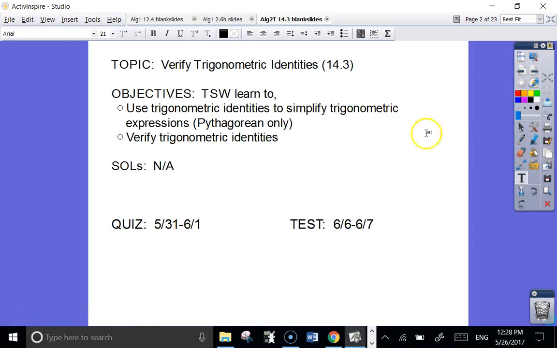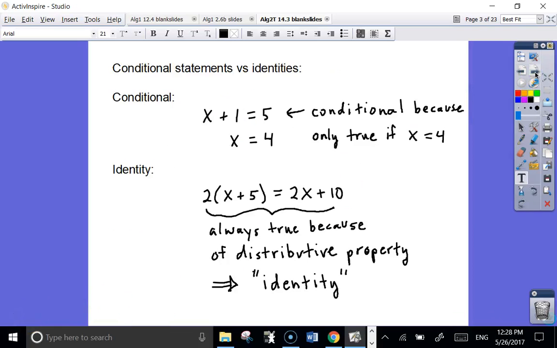So, trigonometric identities. What we mean by an identity first is it's an equation that's always true. When we solve equations, there are times when you can solve an equation and the solution is all real numbers. That's an identity. It doesn't matter what you plug in, it's going to be true.